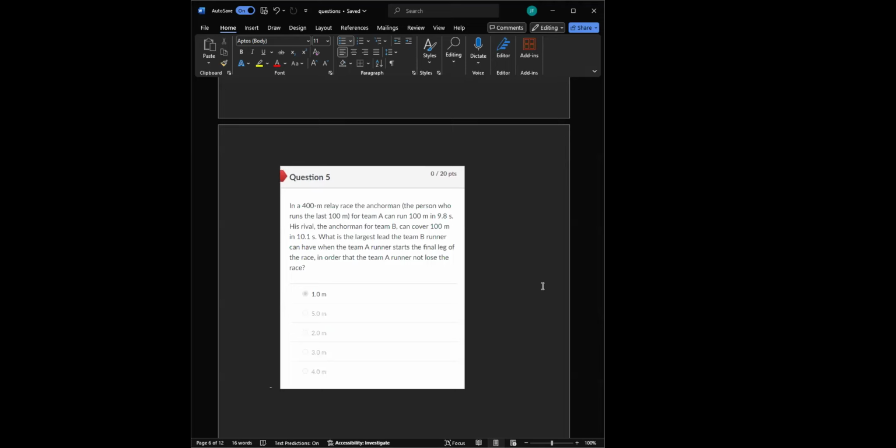So, his rival, the anchorman. So I'm trying to figure out, I guess we have to make the assumption in this case that in the relay race, it's usually like one person, then they hand off to another, and hand off to another. I think we have to make the assumption that the last person that handed off to the anchorman did it at the exact same time as the other team.